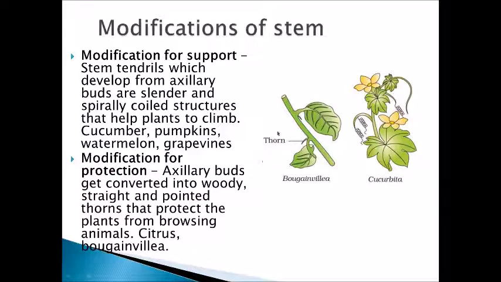Here you can see this is the leaf and this is the main stem. In the V-shaped structure between the stem and the leaf, this is the axillary bud which has converted into a thorn. So, for protection of the plant from herbivorous animals, this axillary bud gets converted into a thorn and gives protection to the plant.